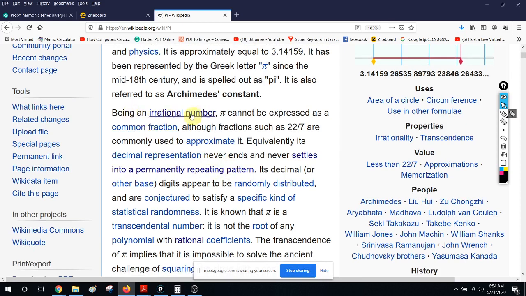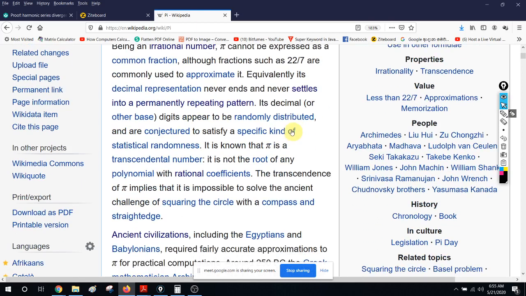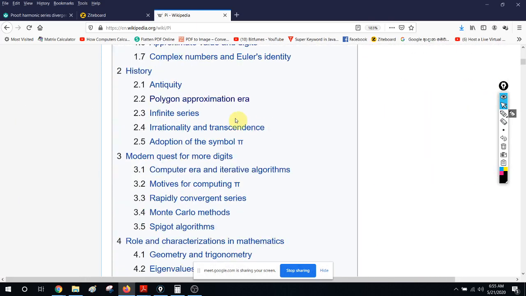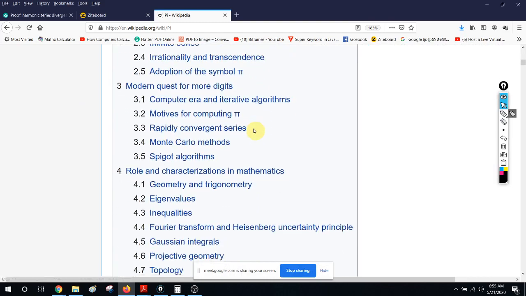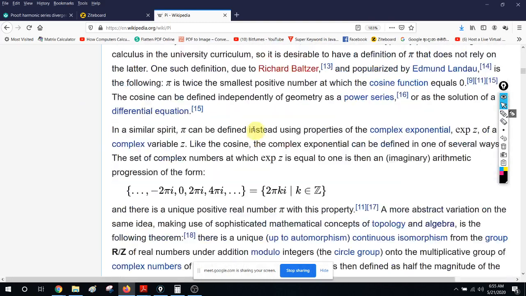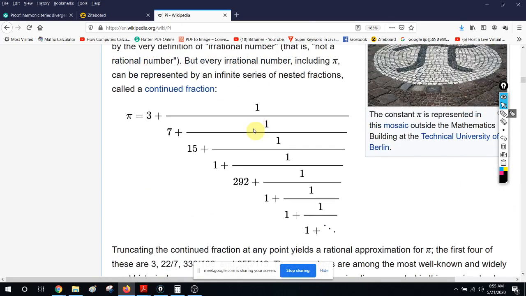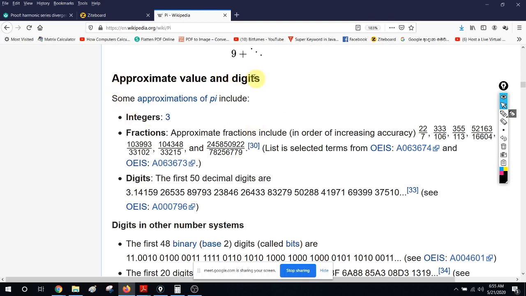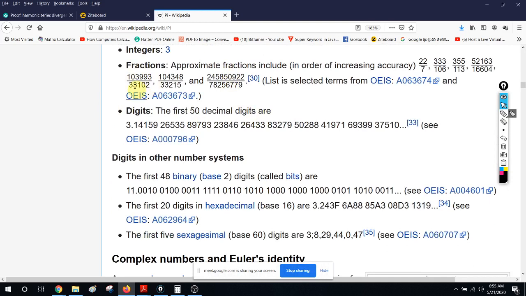You can see, being an irrational number, pi cannot be expressed as a common fraction, although fractions such as 22 by 7 are commonly used to approximate it. Now you can see 22 by 7 is not pi. 22 by 7 is an approximation of pi. There are better approximations also. So let's see some more approximations. You can see approximate values. So these are some more approximations. This number is even more approximate to pi than 22 by 7. Likewise, there are so many numbers which are closer to pi than your 22 by 7.